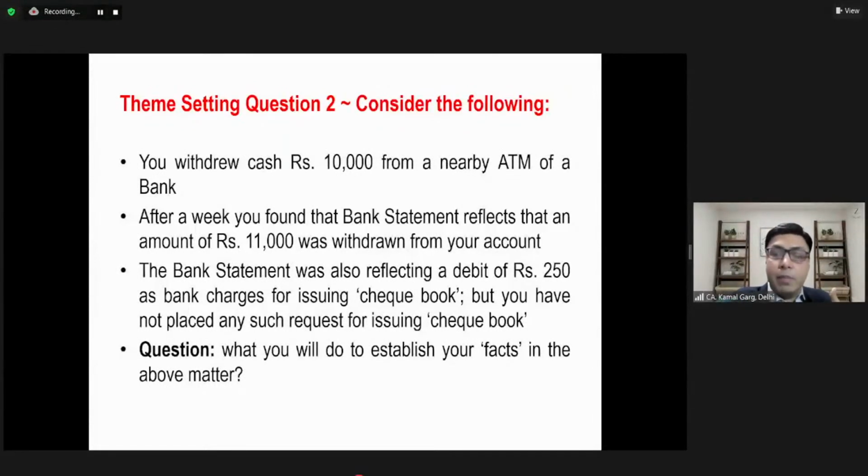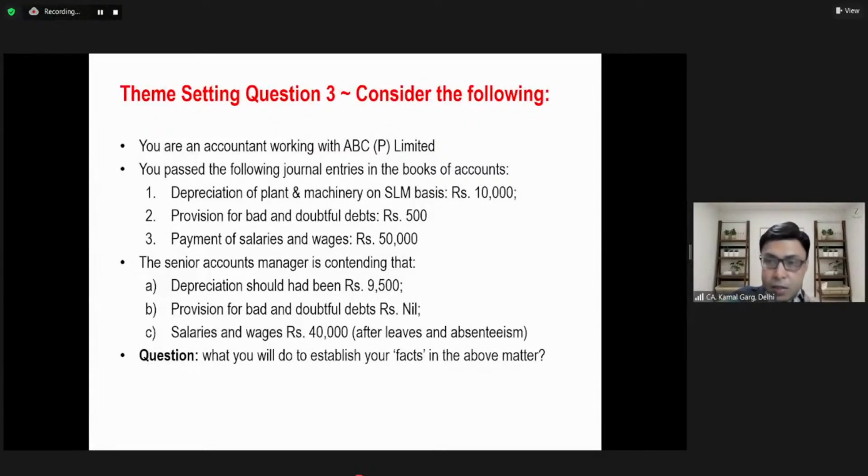Now let us come to theme setting number 3. Again, let us move to an upper layer of accountancy. So let us assume now you're an accountant working with ABC Private. You pass the following journal entries in the books of accounts. Depreciation of plant and machinery on SLM basis, rupees 10,000. Provision for bad and doubtful debts, rupees 500. Payments of salaries and wages, rupees 50,000.